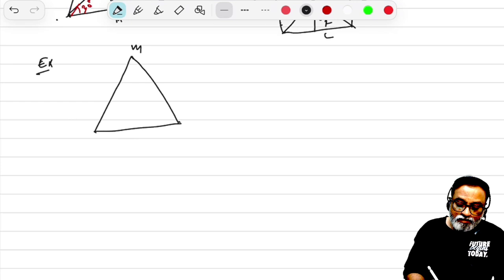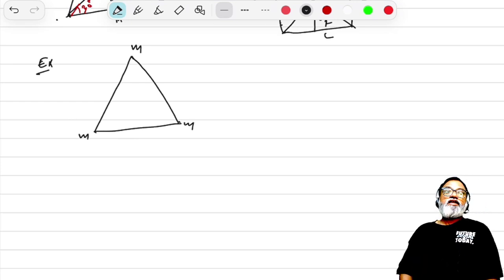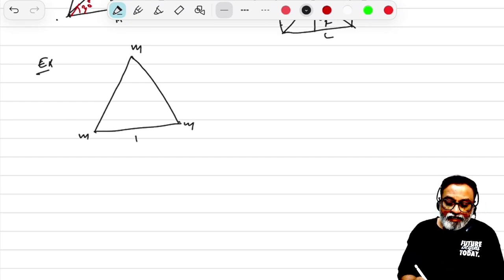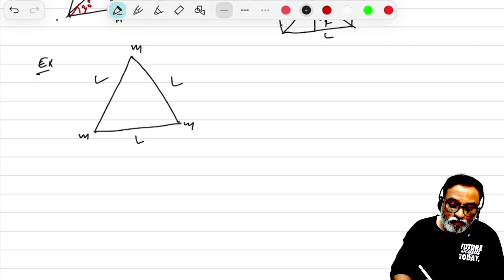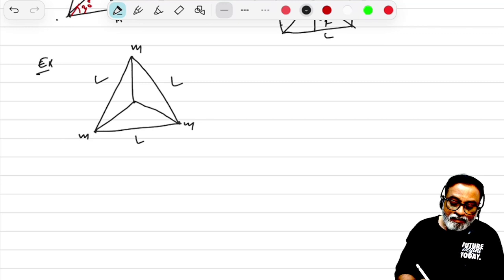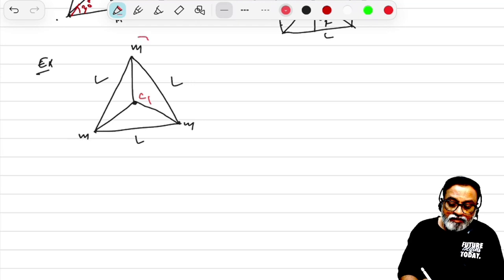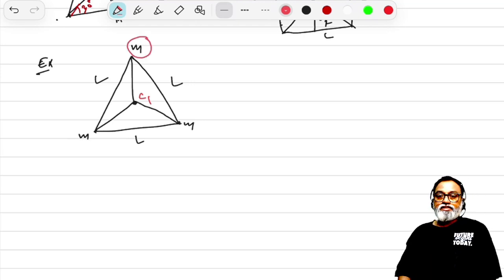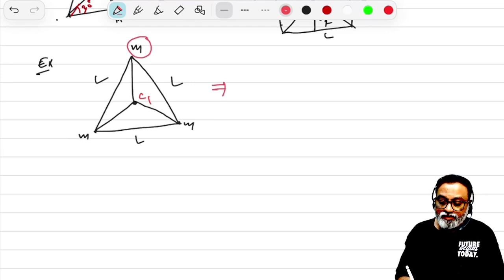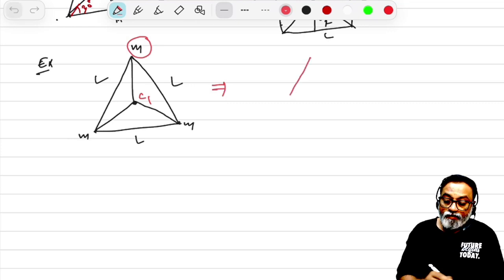Therefore, three masses are placed at the three vertices of an equilateral triangle of side L. Therefore, its center of mass is at the centroid. This I am taking as C1. If I remove one mass from the three masses, then what is the shift in center of mass?